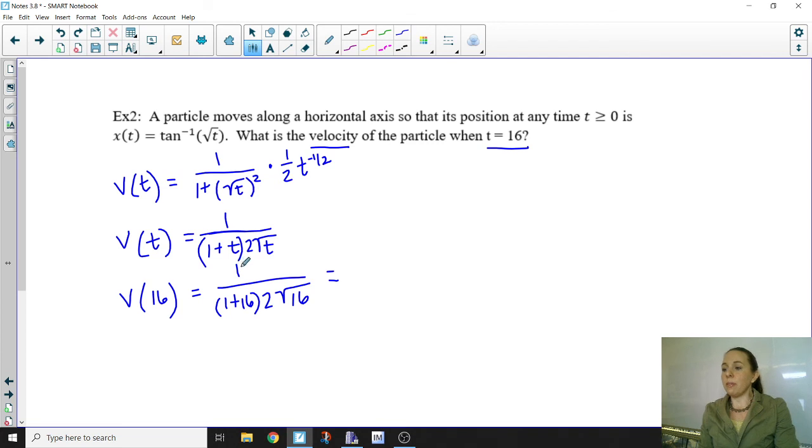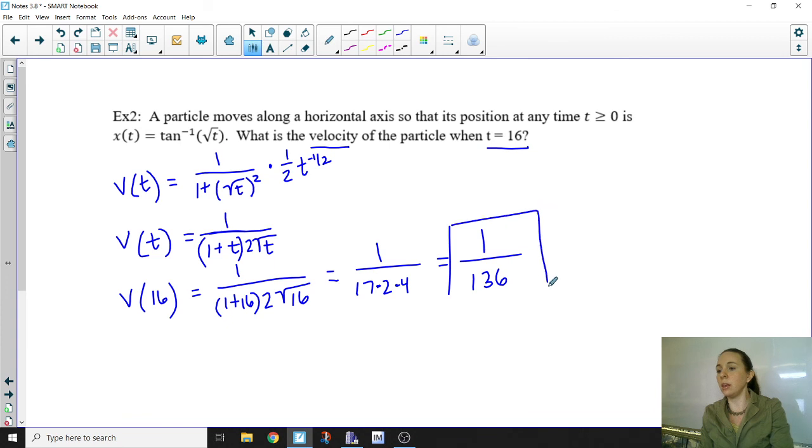All right, so what do we have here? We have 1 over, this is 17 times 2 times 4, which is 1 over 136. Did I do that in my head? No. I have an answer key right here. Yay, we're done.